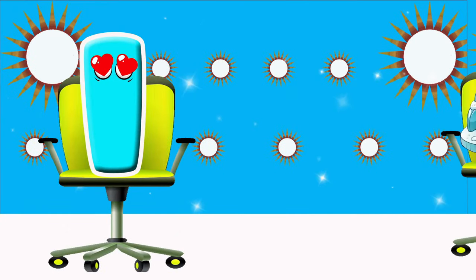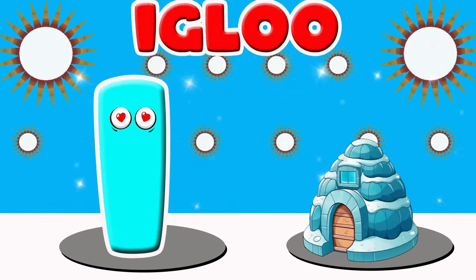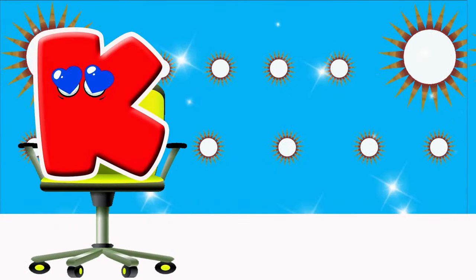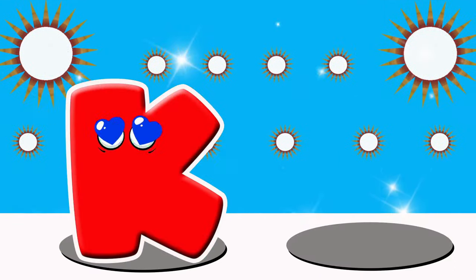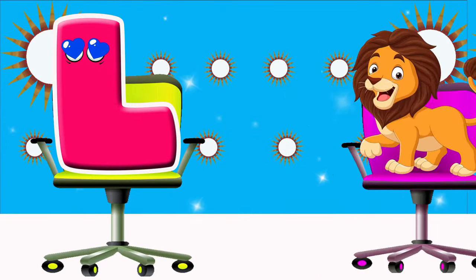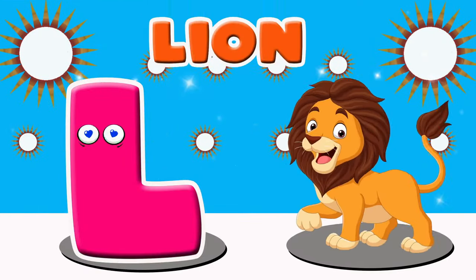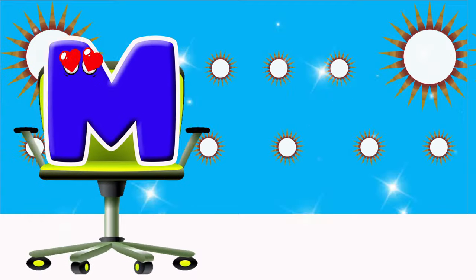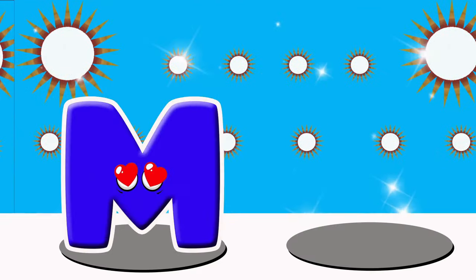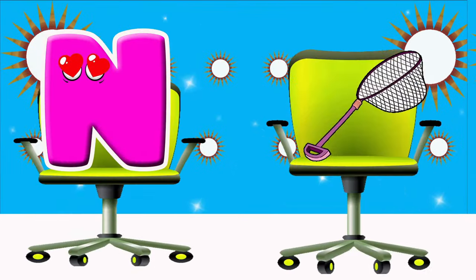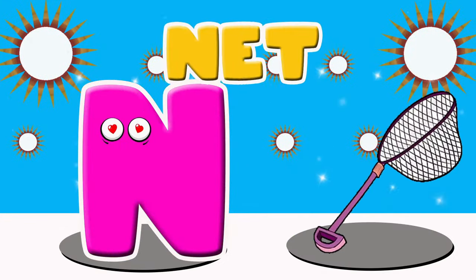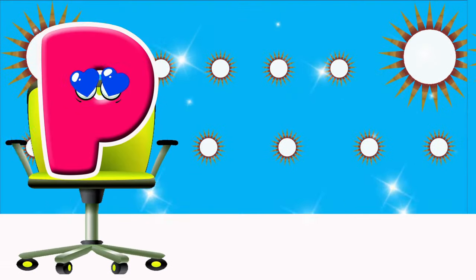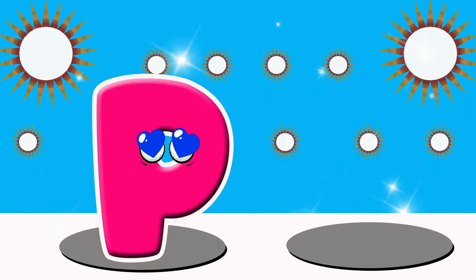I is for igloo. Igloo. J is for jump. Jump. K is for kangaroo. Kangaroo. L is for lion. Lion. M is for mat. Mat. N is for net. Net. O is for orange. Orange. P is for pet. Pet.